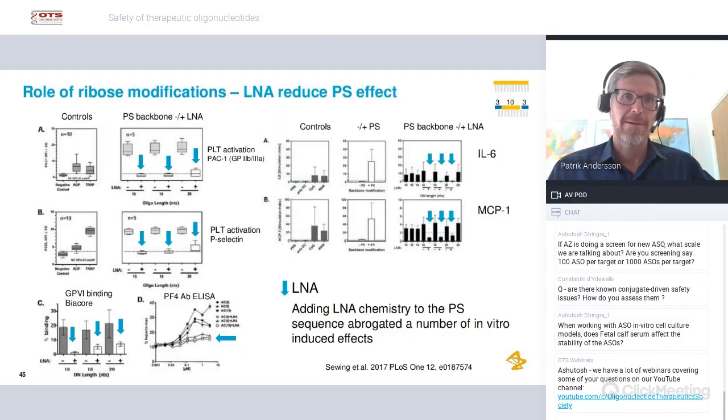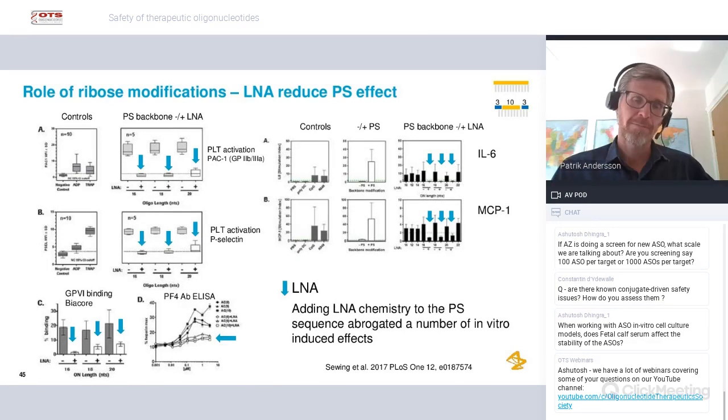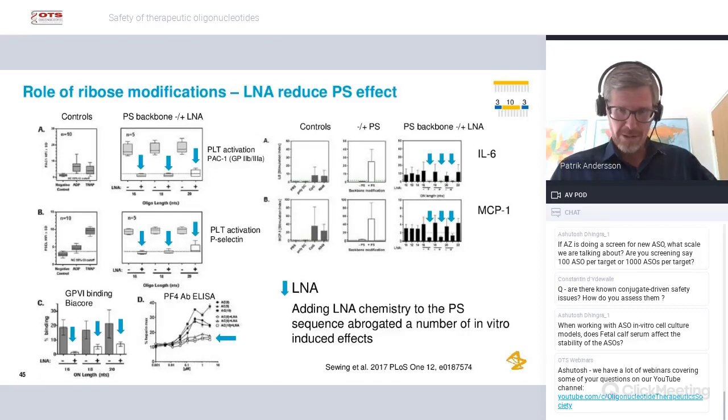Time flies. So I just want to show here a paper from Roche where they look at some of the platelet activation assays as well as inflammatory effects, and just having the same sequence but just the PS backbone, you get quite strong responses in several parameters, including the inflammation.